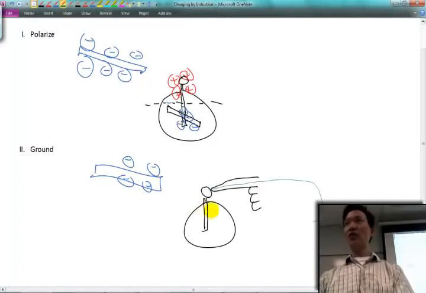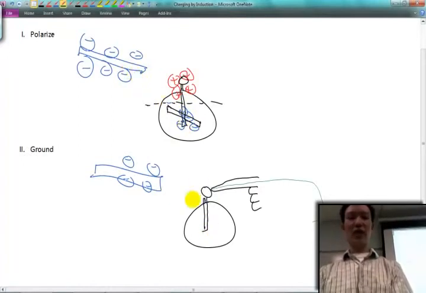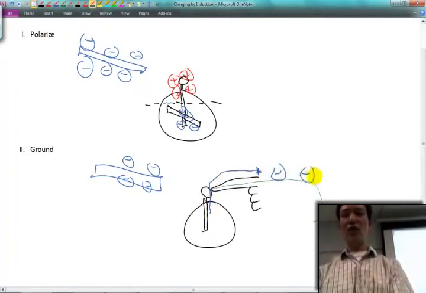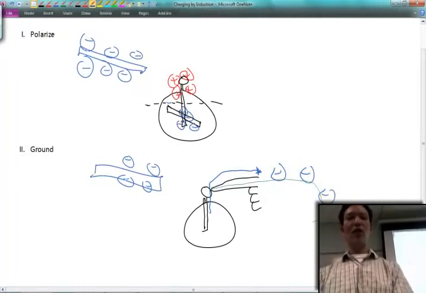We had polarized this, right? We had separated the charges. But now, instead of the electrons fleeing to the bottom of the electroscope, where can the electrons flee now? They can run away. Run away, run away, run away. The electrons are going to run away from the electroscope and go into the ground. And the positive charges are still attracted to the negatively charged rod. So something weird is going to happen.